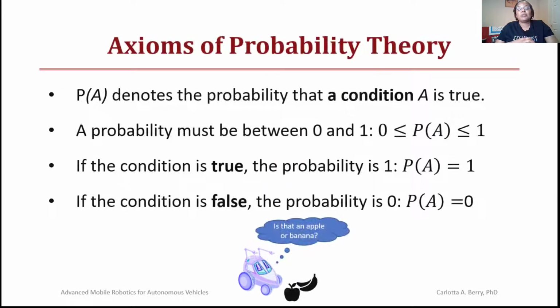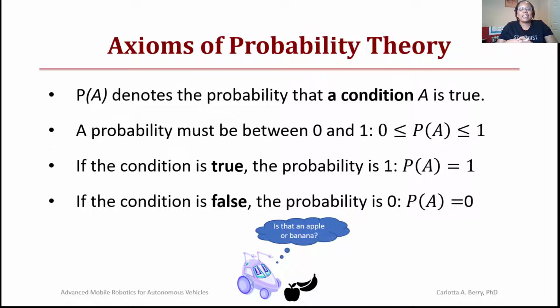So the axioms of probability theory state that the probability of A denotes that condition A is true. So a probability must be between 0 and 1. So we say that P of A is between 0 and 1. If the condition is true, then the probability is 1. So we would say the probability of A is equal to 1. If the condition is false, then the probability is 0, or P of A is equal to 0.